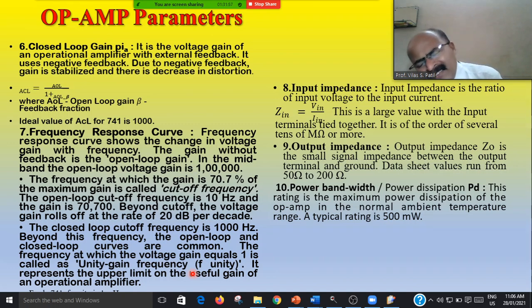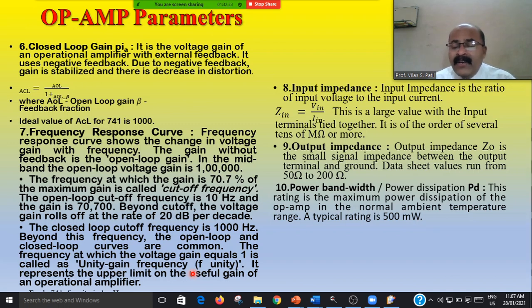If the normal operating temperature, the room temperature, is increased, the power dissipation increases. It is proportional to the temperature, that is, the temperature of the workplace where the operational amplifier is going to work. If that workplace temperature is increased, the power dissipation or the power bandwidth is increased.